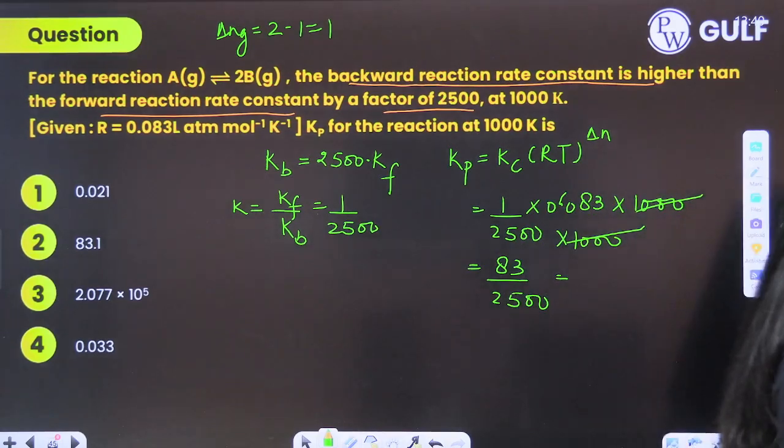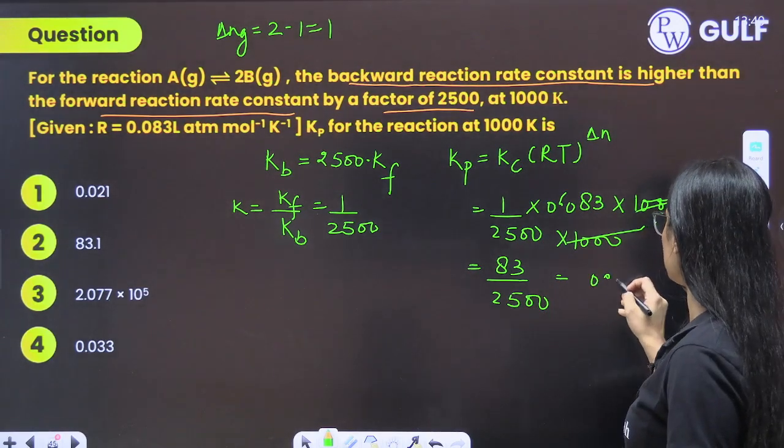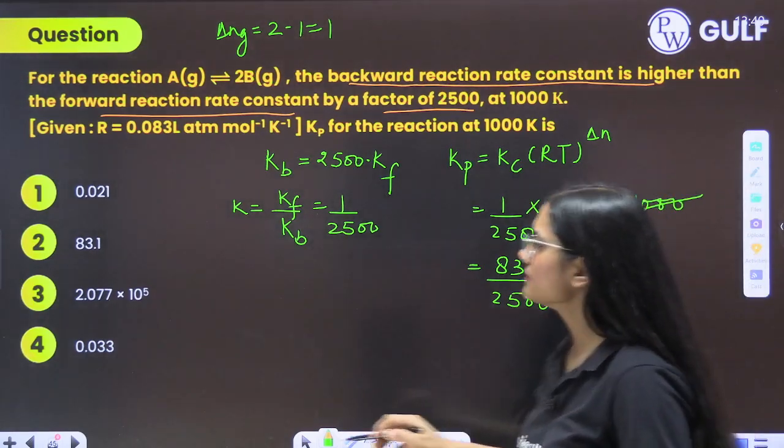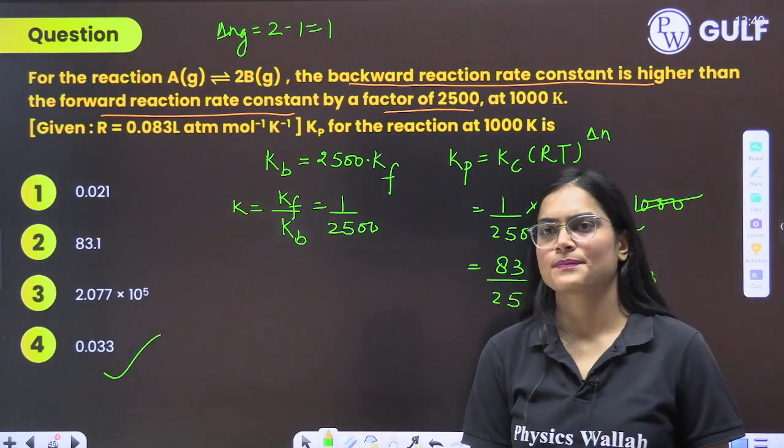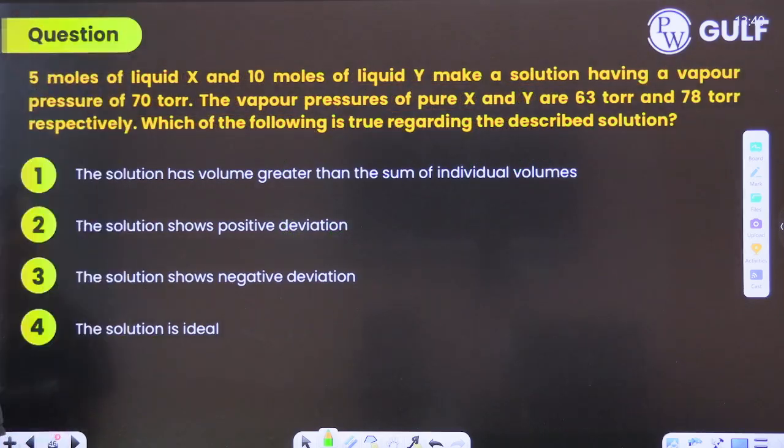Let's divide it. 2500... 0.033. 0.033. That is why here option 4th is the right answer. Next one, guys, and the last question.